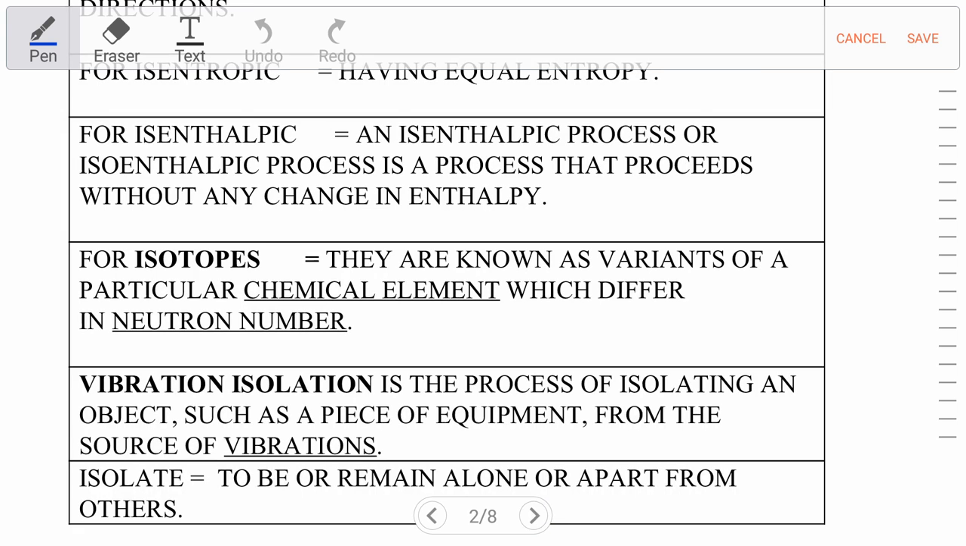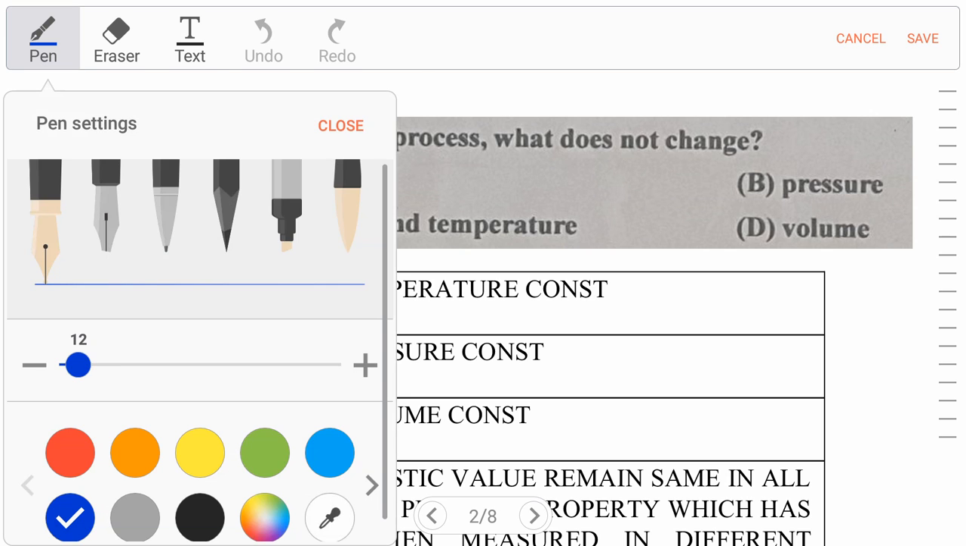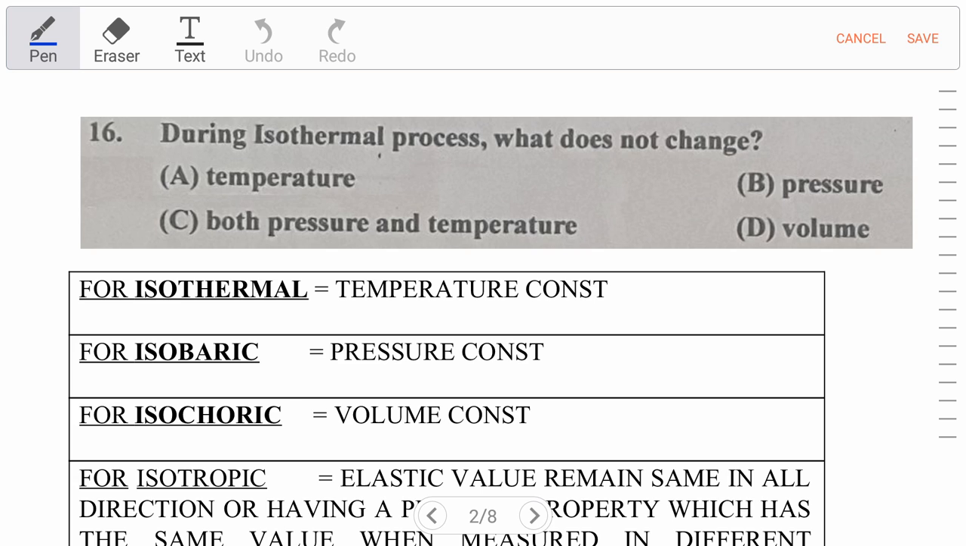So let's start. Our question over here: during isothermal process, what does not change? Our options are A. Temperature, B. Pressure, C. Both pressure and temperature, and D. Volume. Friends, as we know, in isothermal process, temperature will remain constant. So it will not change. So our right option is temperature.